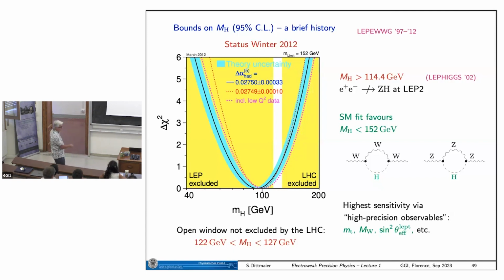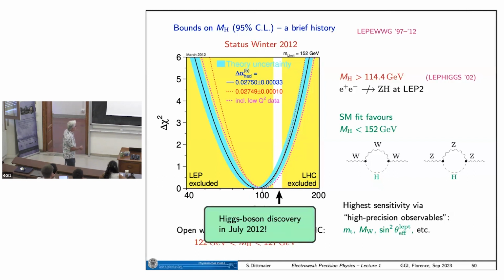It was March 2012. You see that the confrontation tightened a lot until only this small window was not yet excluded. And of course, we know that the Higgs boson exactly showed up there. Yeah, so this was really a masterpiece from many people working together to get this piece of precision physics really done in a very consistent way.